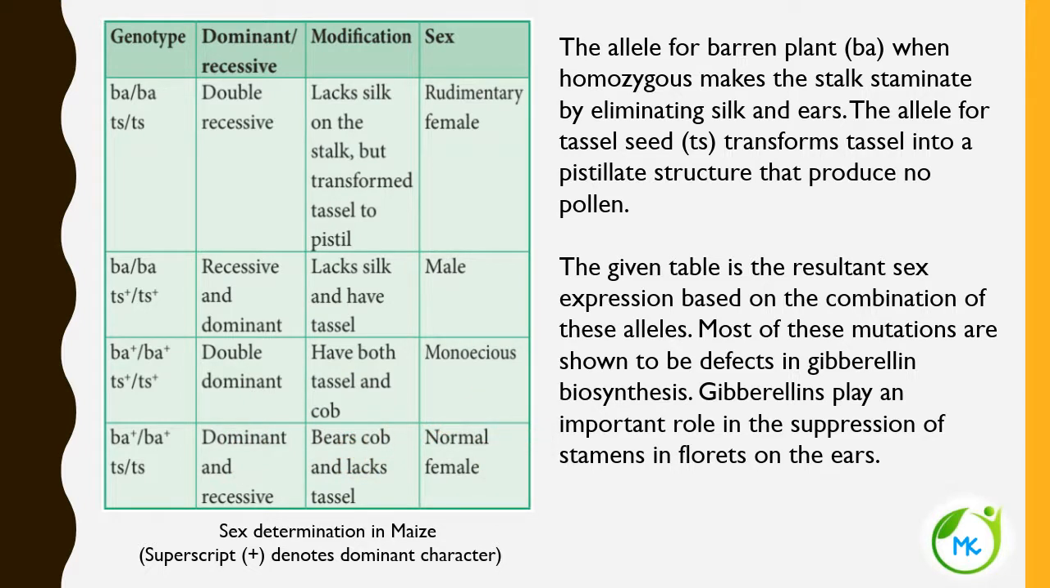And this table shows the sex expression based on the combination of the alleles, and most of the mutations are shown to be defects in gibberellin biosynthesis. Gibberellin is a plant growth hormone, and gibberellin plays an important role in the suppression of stamens in the florets on the ear. The ear floret is nothing but the female inflorescence, and in the female inflorescence gibberellin plays an important role in the suppression of the stamens and thereby producing the female flower.